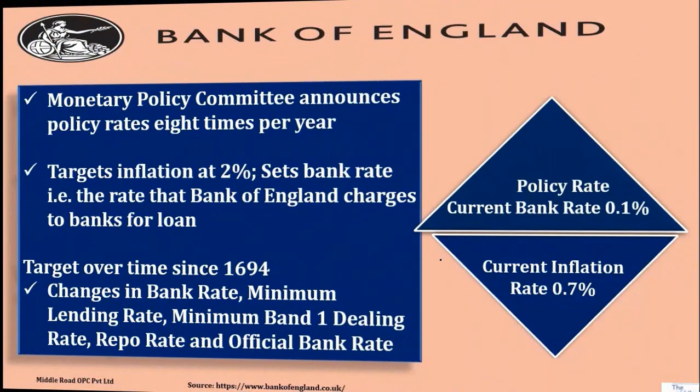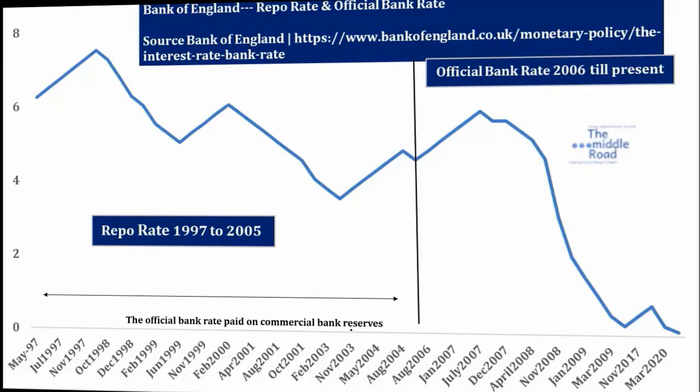Go to the Bank of England. It has a Monetary Policy Committee which announces policy rates 8 times per year. So they target inflation and their policy rate is the bank rate. But if you see, the current policy rate is at 0.1%, inflation is 0.2%. They also targeted different ranges over a period of time. I've listed changes in bank rate, minimum lending rate. So this is very interesting. They're looking at the official bank rate, but they also have tracked the repo rate. So you see how the rates have come down. Now we are living in a world of extraordinarily low interest rates for a very long period of time.